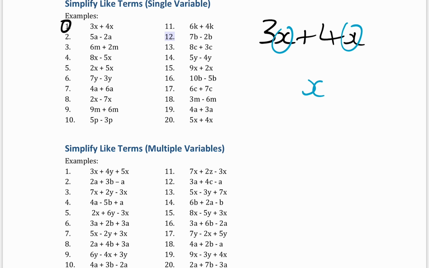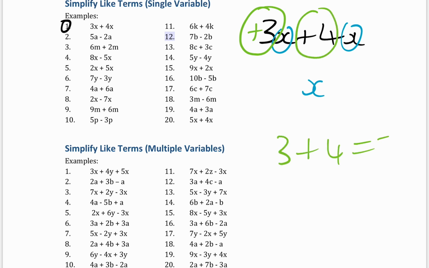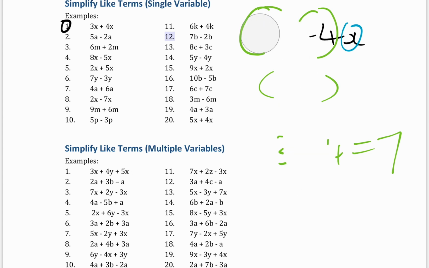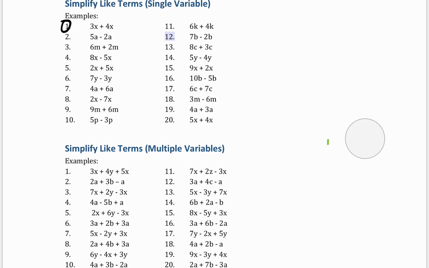In the coefficients, you'll just add up. So there's nothing here, like I said, there's a plus. So on your calculator, you can just say plus 3 plus 4, or 3 plus 4, and 3 plus 4 is 7, and then that answer will just be 7x. So the first one will just be 7x. That's your answer. Let's do the second one, 5a minus 2a.